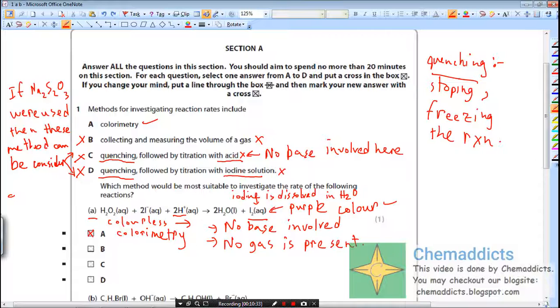Here is another process that we have learned: we may carry out another method for investigating rate, that is quenching followed by titration with acid.